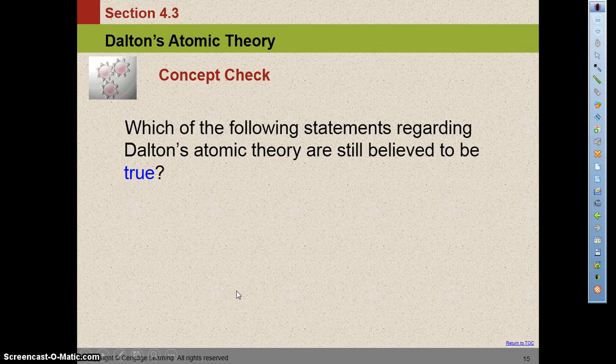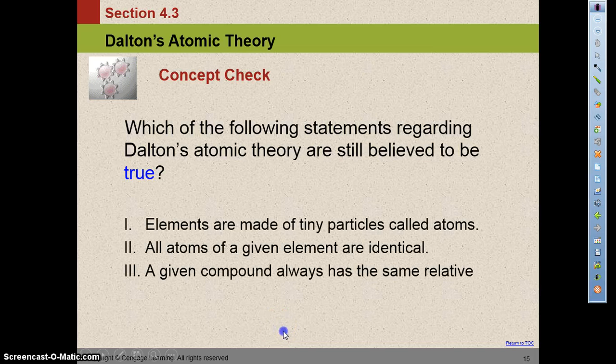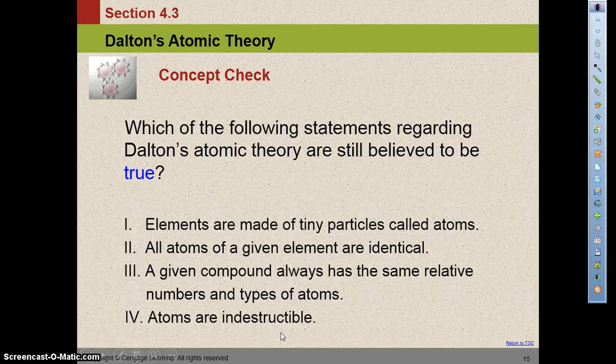So let's look at this concept check. Which of the following statements regarding Dalton's atomic theory are believed to be true? So let's look at the ones that they give us. Elements are made up of tiny particles called atoms. That's true.